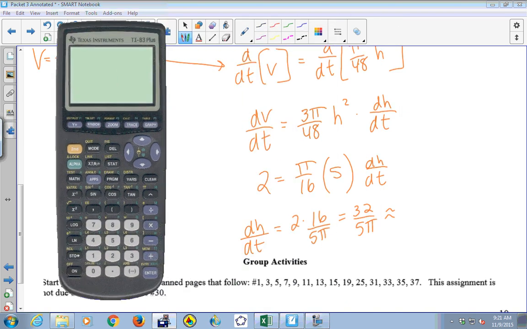5 squared, wouldn't that be 25? Oh, I forgot to square it. Sorry, yeah. So that becomes 25 pi over 16. When I just multiply this, it becomes 25 pi over 16. But then when I was trying to get dh dt by itself, I multiplied both sides by the reciprocal, 16 over 25 pi. Okay, so 32 over 25 pi.